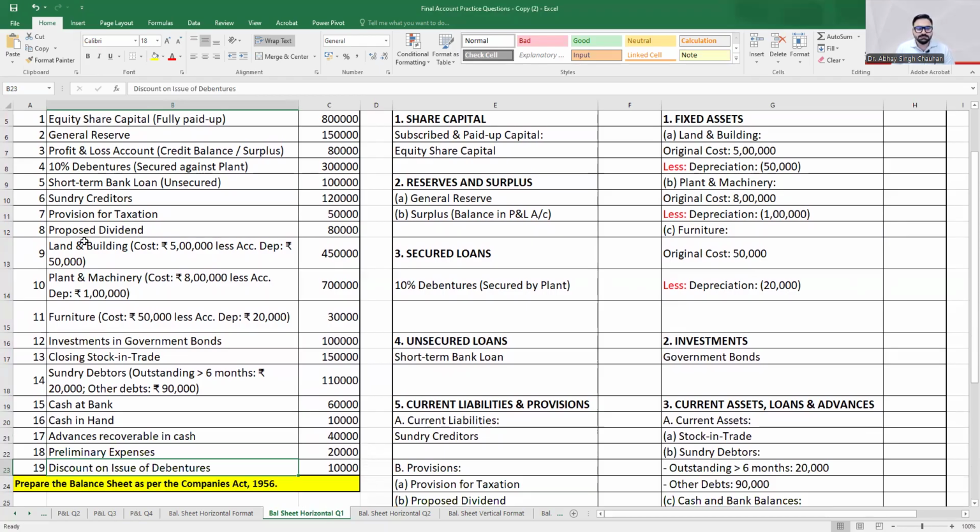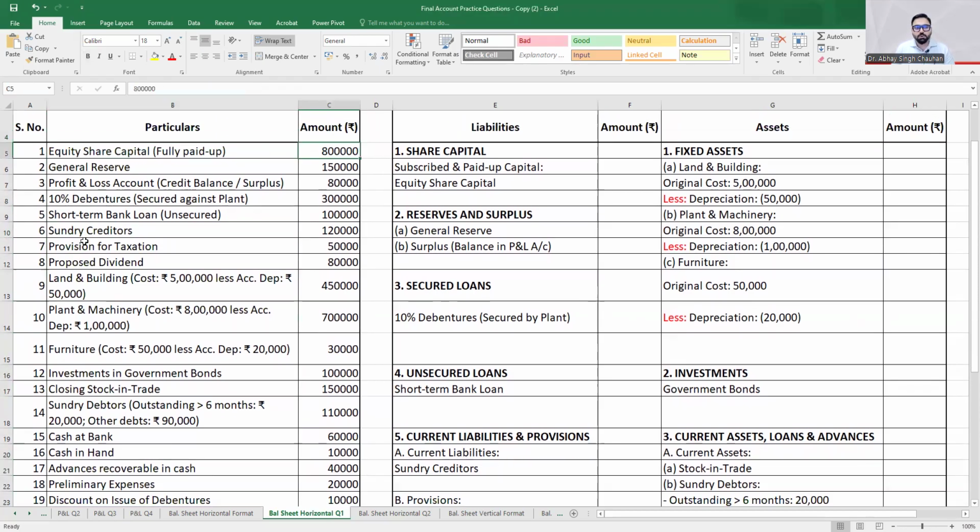Now, this example says that we need to prepare a balance sheet as per the Companies Act of 1956. Now, let's look into it one by one. What we'll do is try to solve it. First of all, we'll try to identify which side these items go on, and then put the values of those items under their respective heads. So let's look into the first one.